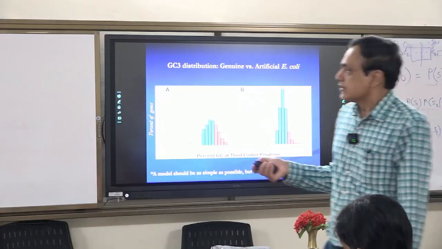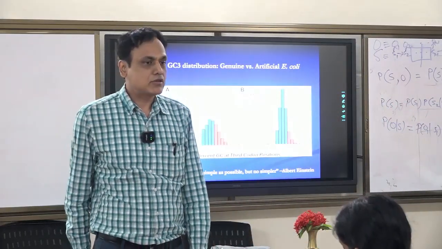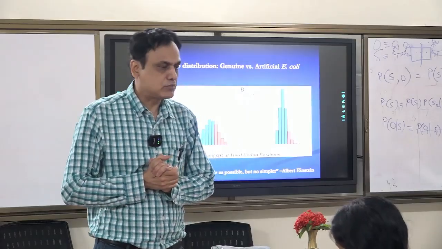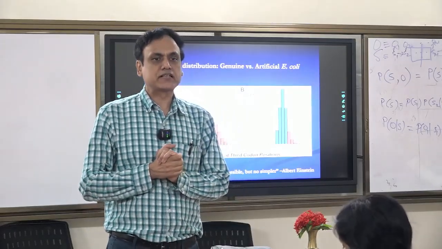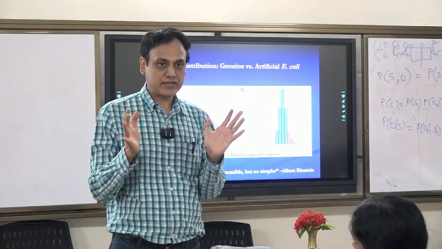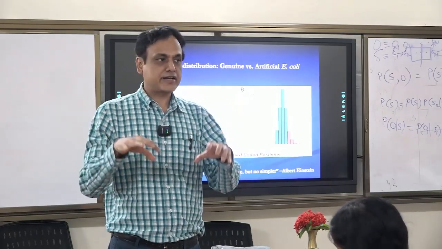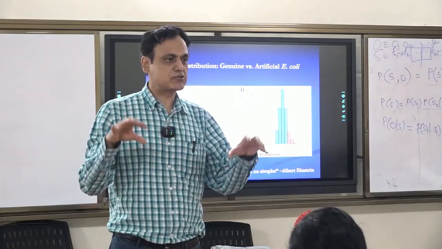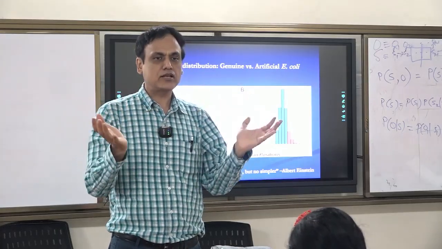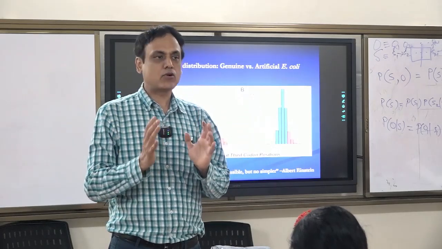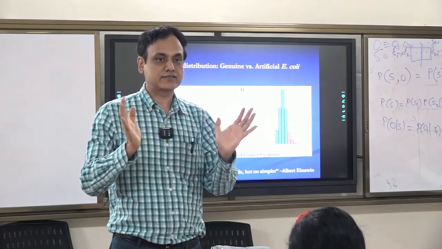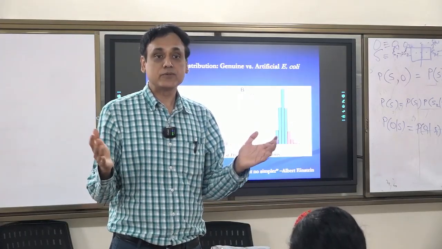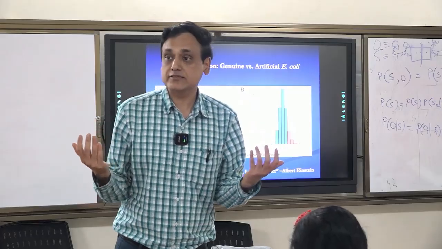So the hidden Markov model was trained on bacterial genomes, and here the E. coli genome was used for creating an artificial E. coli genome. The model was trained on E. coli non-coding sequences and E. coli protein coding sequences. Once the model parameters were learned, that model was used to generate an artificial E. coli sequence.